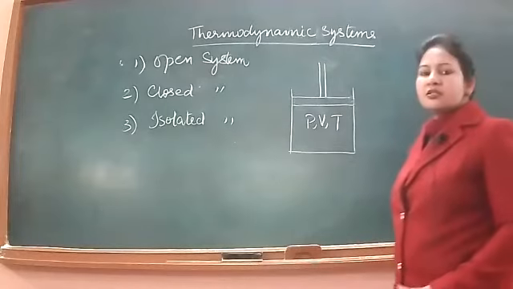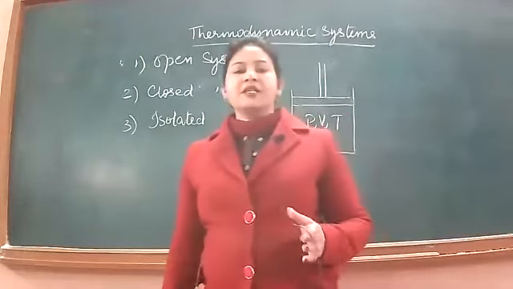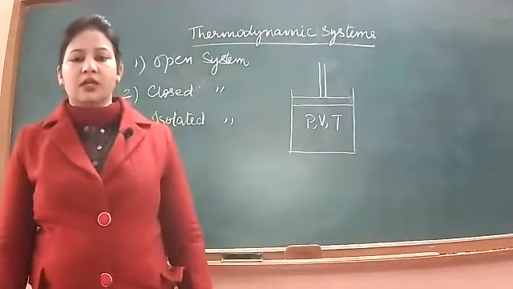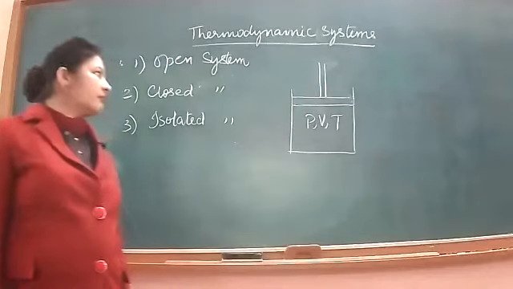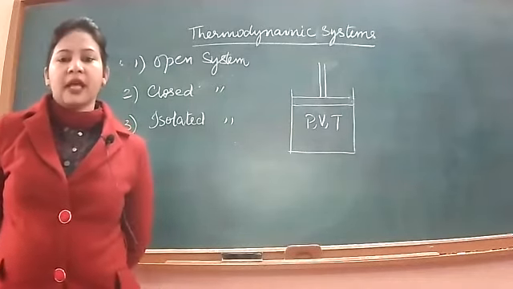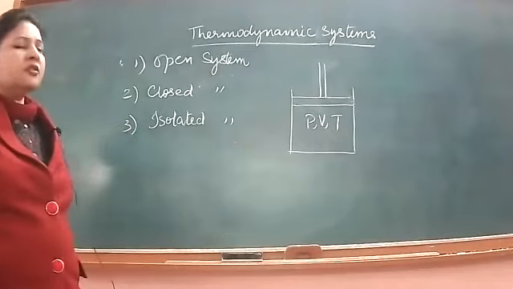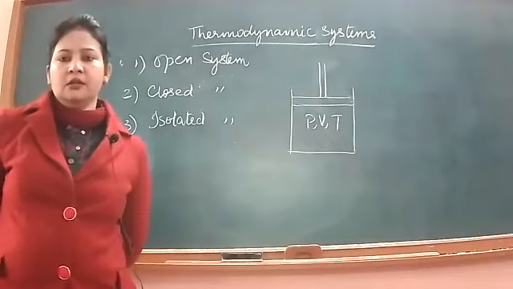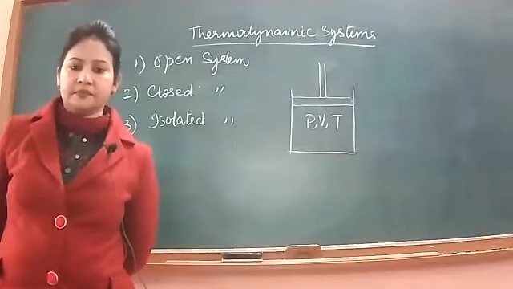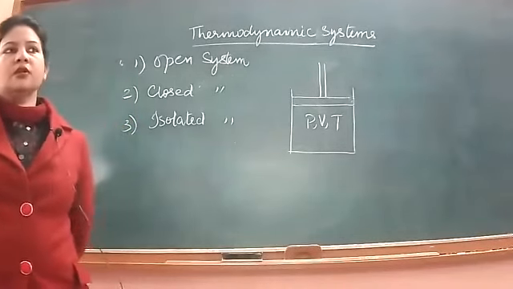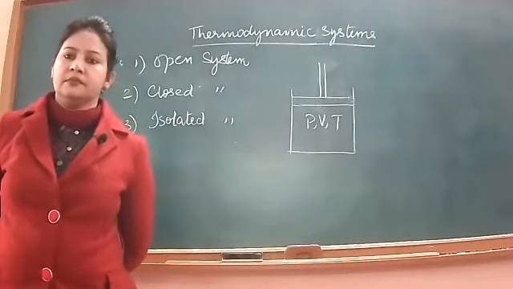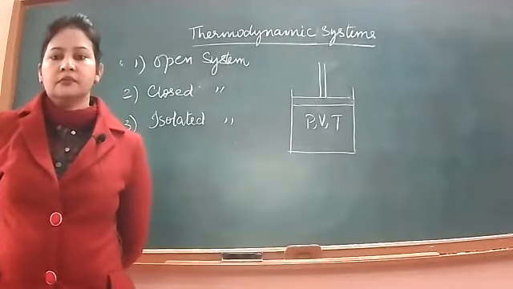So write down, what is a closed system? That can exchange energy but not matter with the surroundings. A closed system is a system that can exchange only energy, not matter, with the surroundings. Okay, clear?